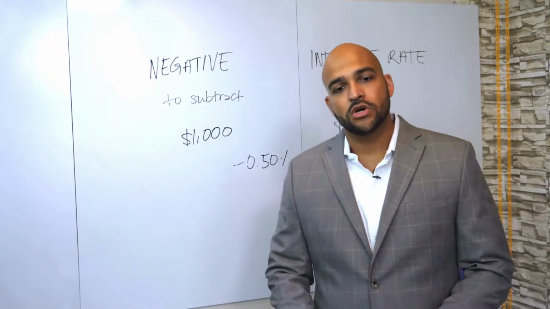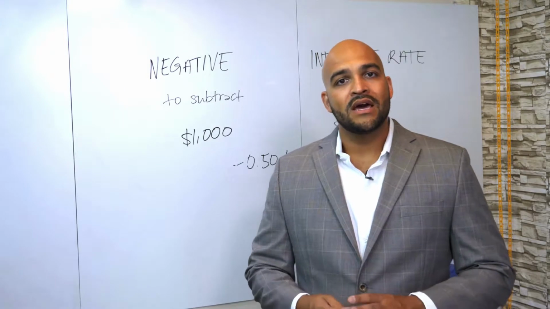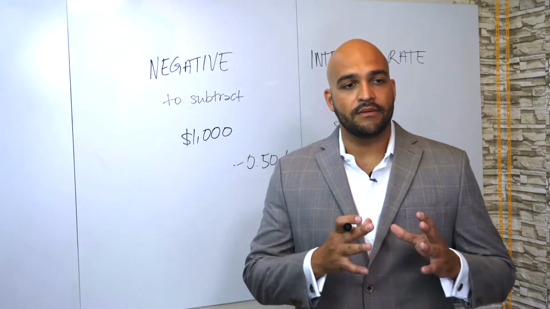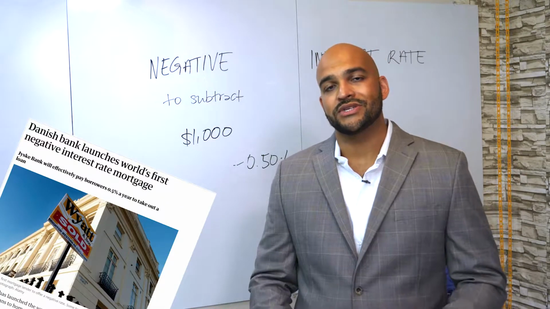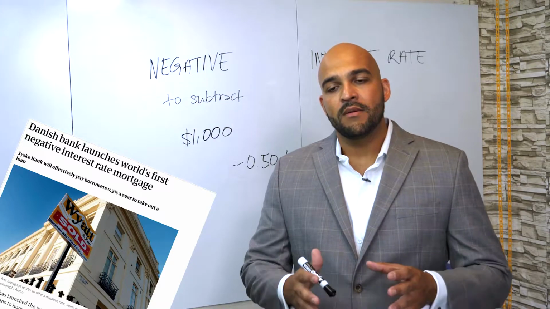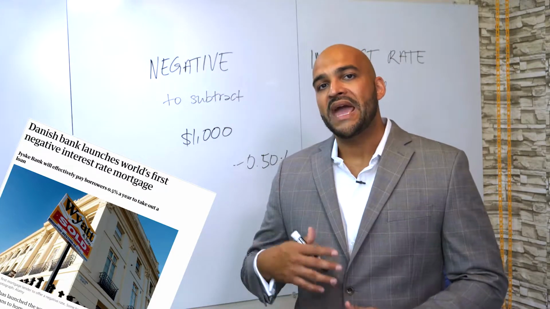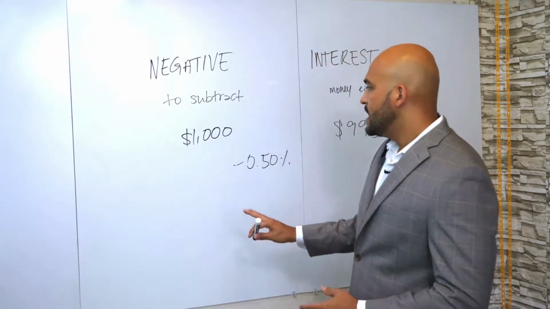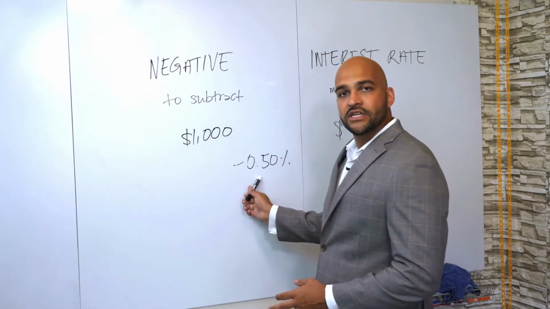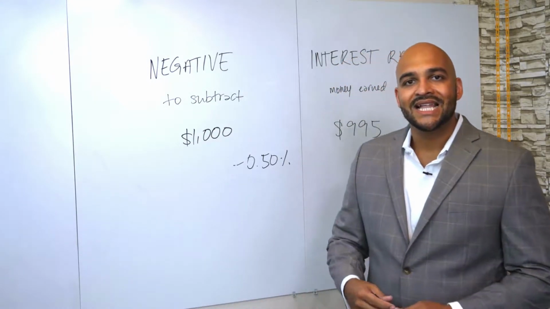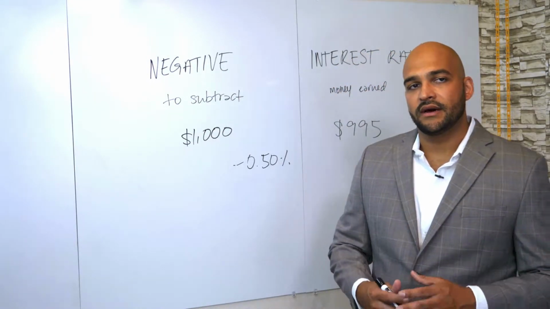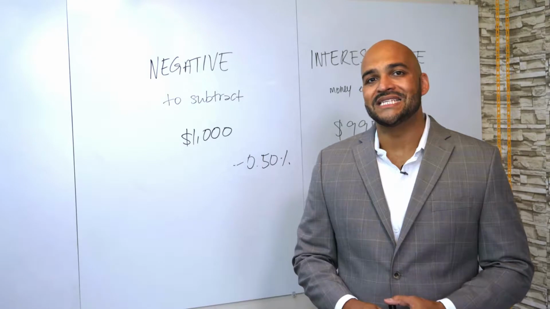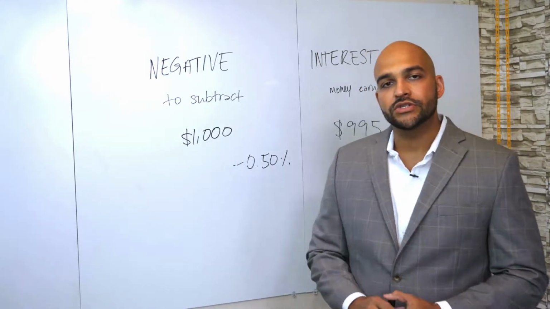So instead of the government paying you interest for you lending them money, now they're actually charging you in order to invest. What we saw this past week is that a bank in Denmark is actually offering negative mortgages, meaning that they will pay you to go and take out a mortgage. The way that is working is that you are being charged a negative interest rate that is less than the amount of interest that they're having to pay the ECB. So it's a really interesting concept.